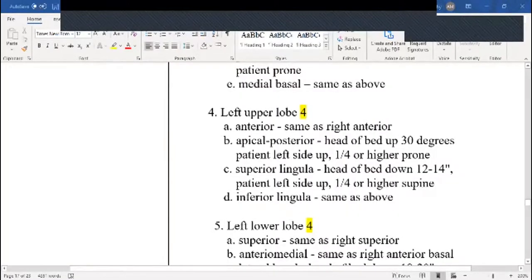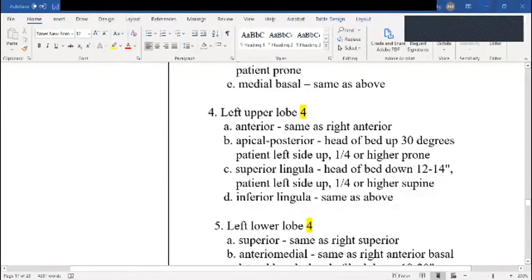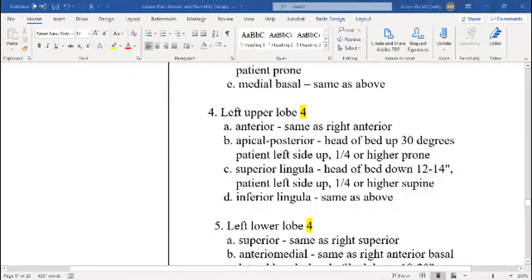All right. Now, superior lingula of the left upper lobe will be head of the bed down 12 to 14 inches. Patient left side up, 1/4 or higher from supine. Okay. And then inferior lingula is the same as the superior lingula. Okay. Same as above.